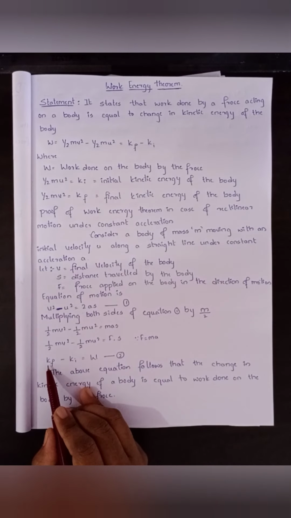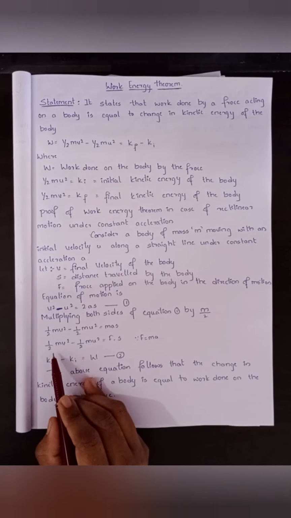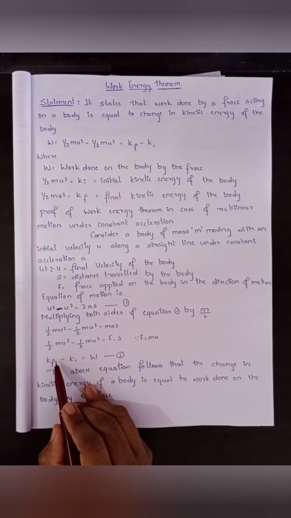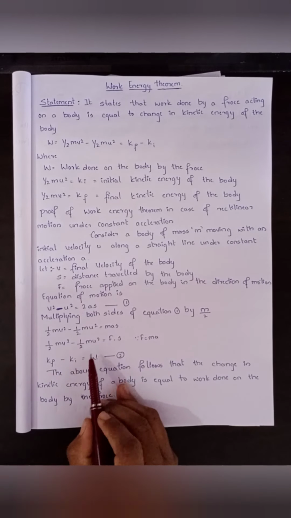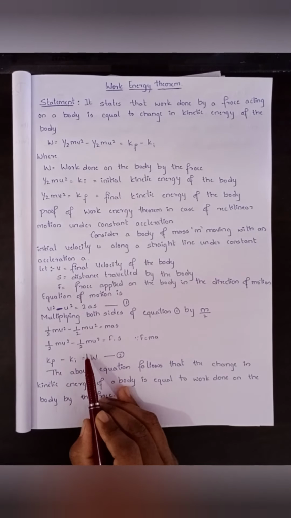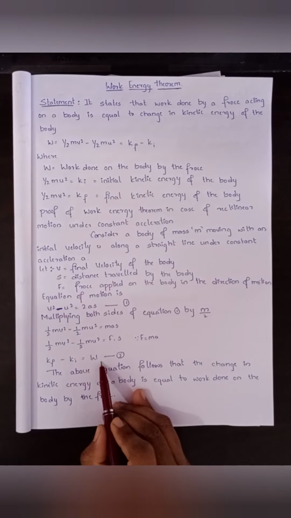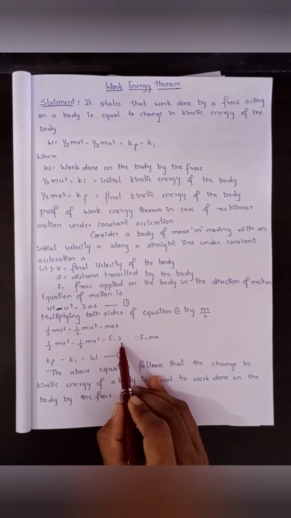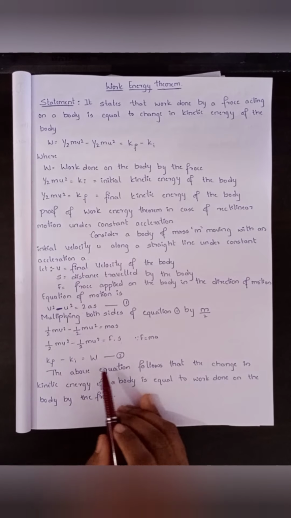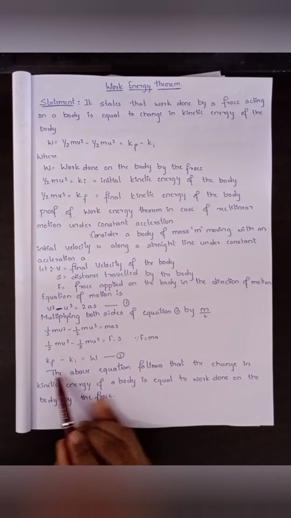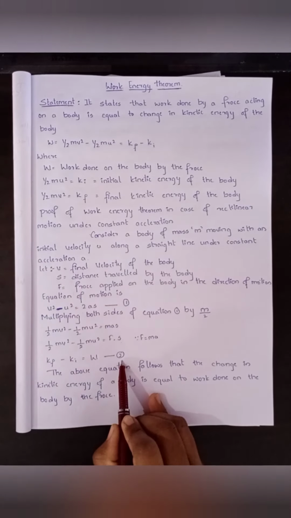So Kf, that is the final kinetic energy, minus Ki, the initial kinetic energy of the body, is equal to W, that is F dot s, the work done by a force acting on a body. So let us consider this as equation 2.